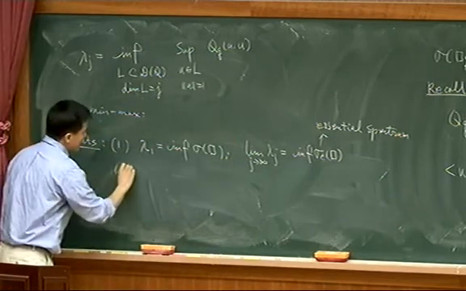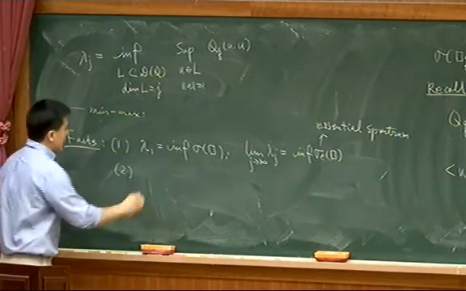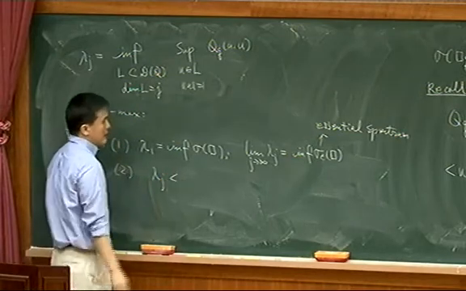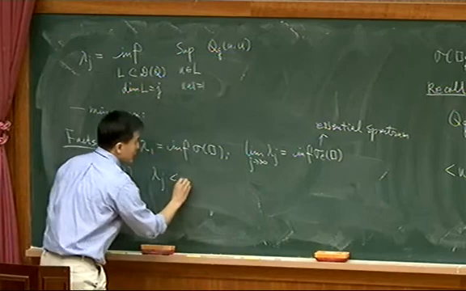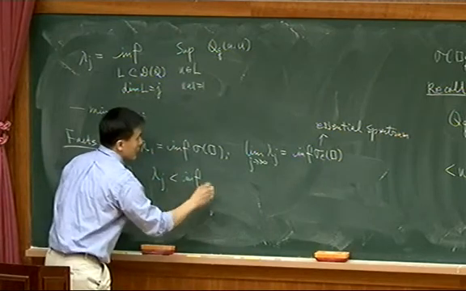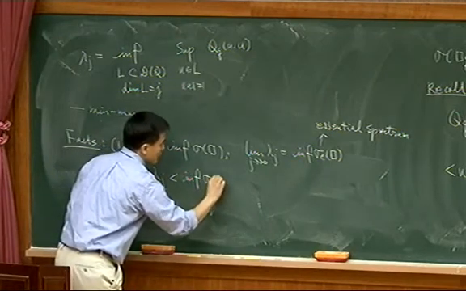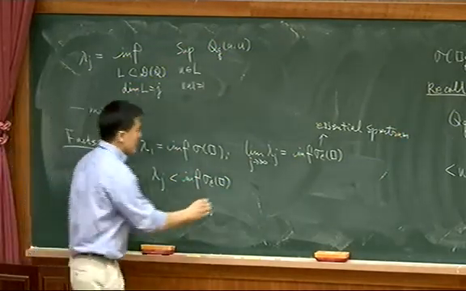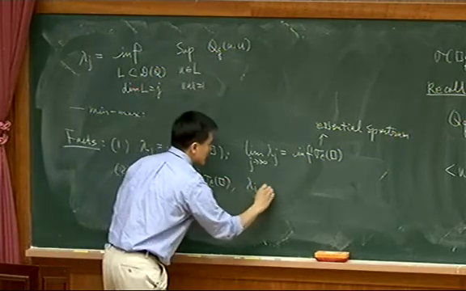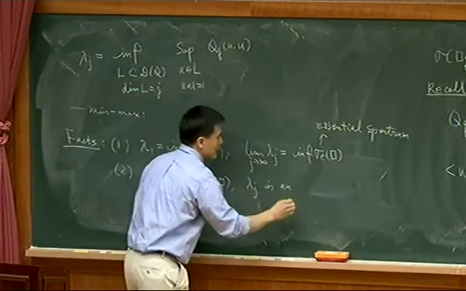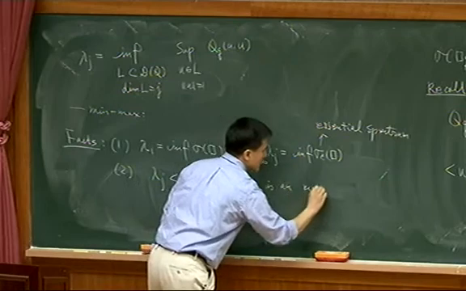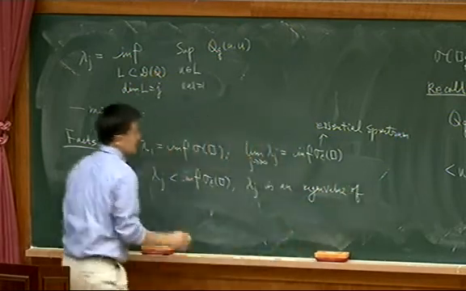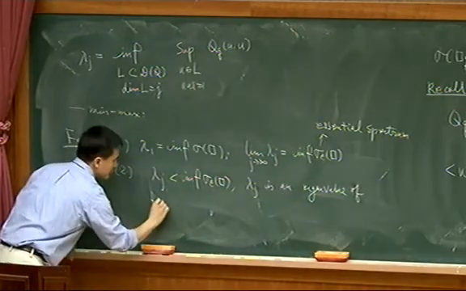Secondly, if lambda j is less than the infimum of the essential spectrum, then this lambda j is indeed an eigenvalue of finite multiplicity.